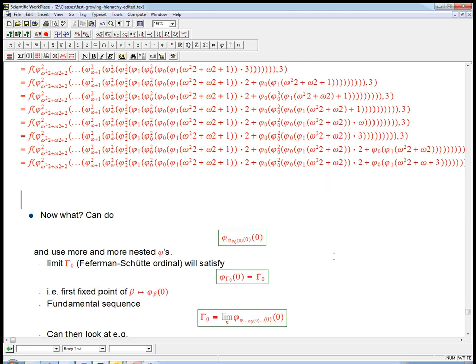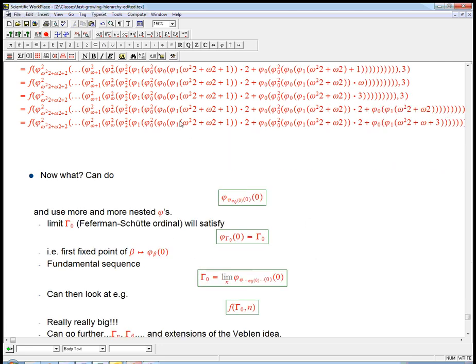Well, what can we do now? Our usual thing has been to just barely scratch the surface of understanding one of these huge numbers and then go on boldly. Well, what we could do is we could take phi naught of 0, which is not actually a very big number, and then put that into phi naught of 0, and put that in the subscript slot of the phis, and then put that in the subscript slot of the phis, etc., and use more and more nested phis. That's going to be something. It's called gamma naught. It's called the Feferman-Schütte ordinal, and if I do this trick of putting it into the subscript again, I don't get anything bigger.